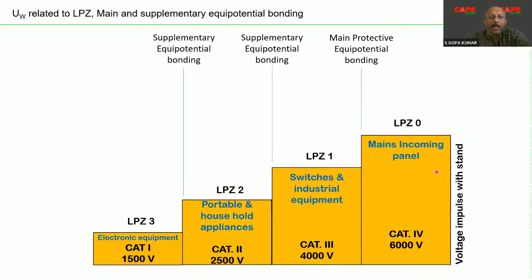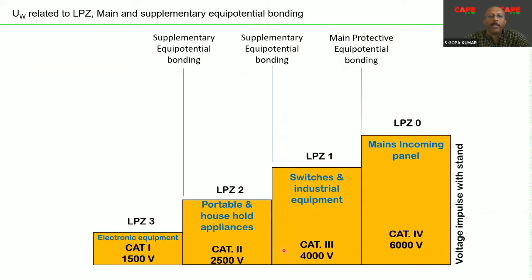withstanding capacity. Once the power line crosses each and every part of the zone, with respect to lightning protection, the building is classified into zone 0, zone 1, LPZ1, LPZ2, and LPZ3. With respect to electrical safety, at the mains incoming panel, we are supposed to have the main protective equipotential bonding. At the sub switchboard, probably supplementary equipotential bonding, and so on. So basically, this is the concept with respect to SPD.